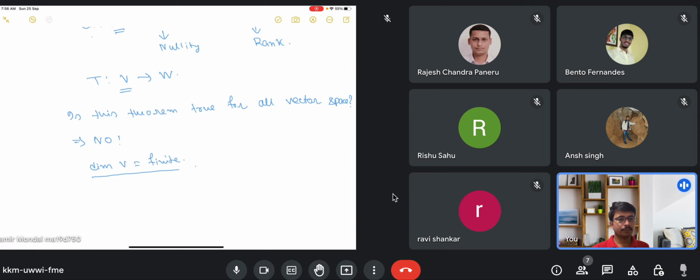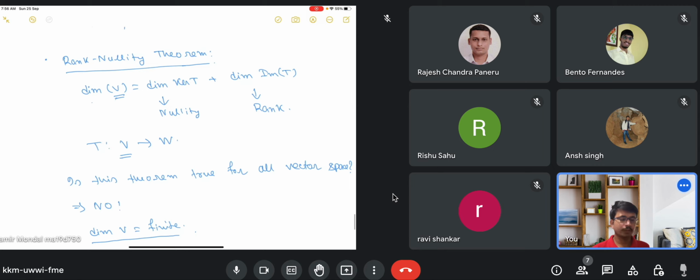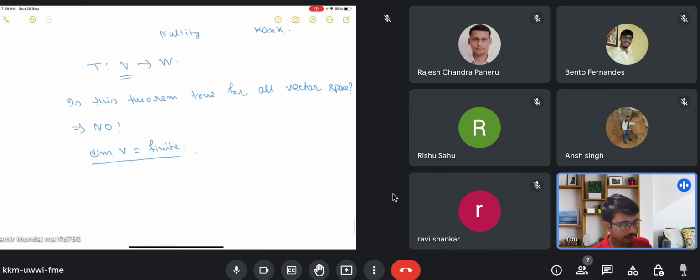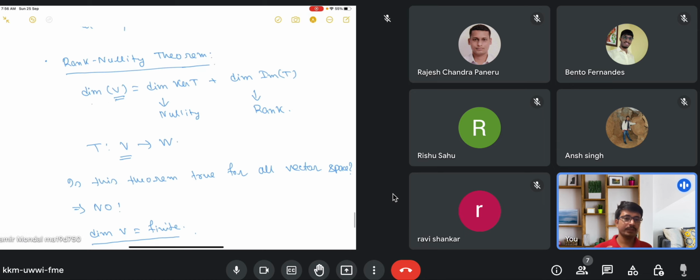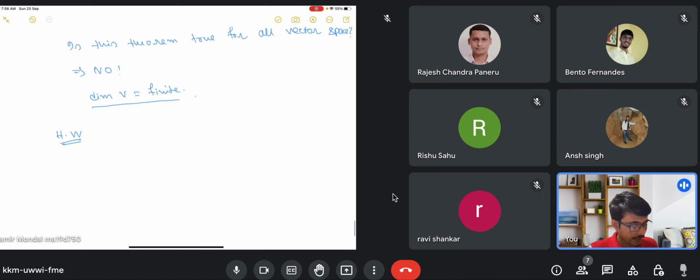Can you give me one example? Okay, try to think at home. This is your homework: try to find one vector space and linear transformation such that this condition does not hold. And I want to tell you one application of the rank-nullity theorem.